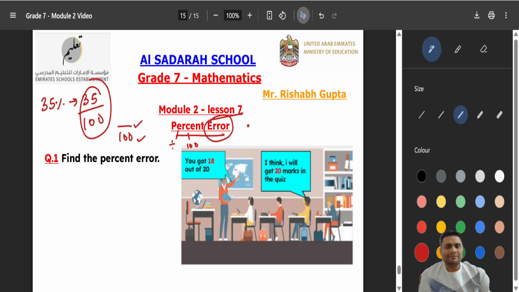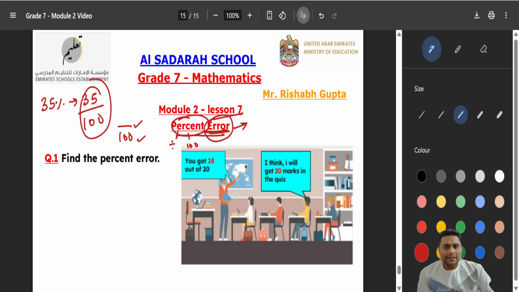Let's say someone estimated some value, guessed some value, but it was not equal to the actual value. It was more or less than the actual value. So it means there is a mistake in the estimation, and that mistake is known as error. Okay? Let us try to understand it with the help of an example. In this lesson, we have to convert the errors into percentage. So first we will find the error and then we will change it into percent.